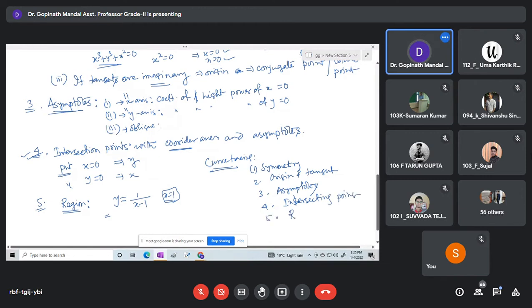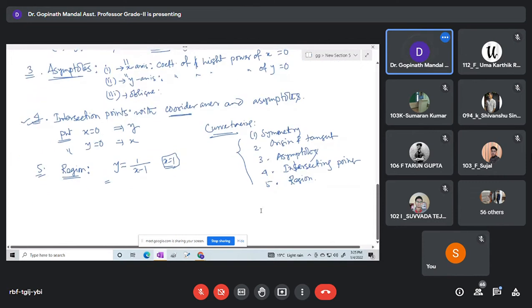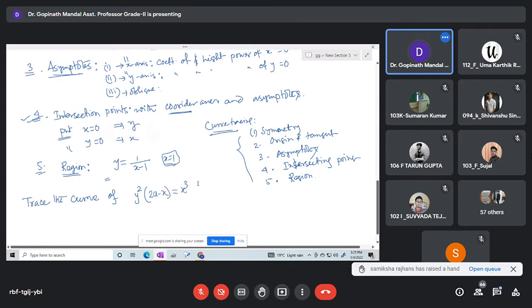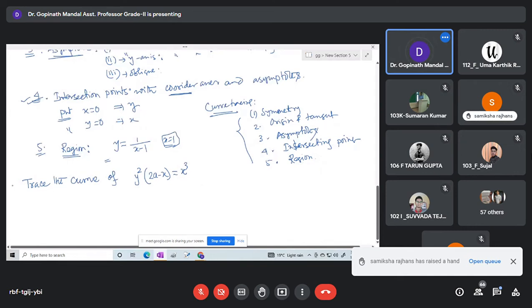And fifth one is region. 5 points. Now, by these tools, trace the curve of y square (2a minus x) equal to x cube. First one, trace the curve of this.